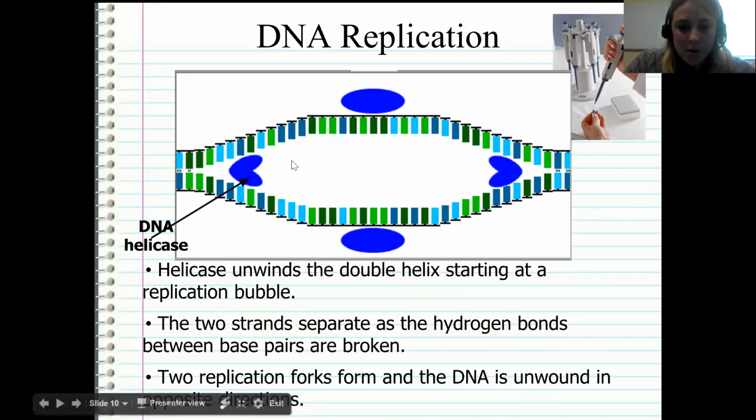Then it's going to start at our replication bubble. These also can be called replication forks. You can kind of see they look like a fork. This is our bubble right here, so these are our replication forks, and this overall thing is our bubble. Again, the two strands are going to separate as the hydrogen bonds between those base pairs are broken. Then we have our DNA that is going to form those replication forks.